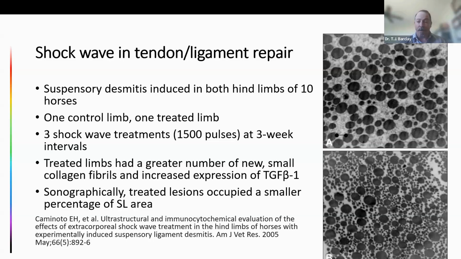On the top is one of the control limbs. So you can see the gaps where the collagen fibers have been destroyed. And in the bottom image, that's from one of the treated group, and you can see the growth of those new smaller collagen fibers within those gaps.